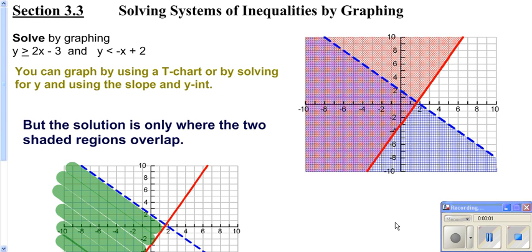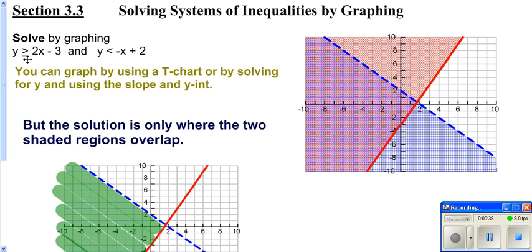Well, instead of graphing a system of equations and solving a system of equations like we did in the last couple sections, we're going to be solving a system of inequalities. To solve systems of inequalities, we need to just basically graph each inequality. We graph the first inequality, and whether you use the idea of your slope and your y-intercept or the idea of making a t-chart is a personal preference. You can do whichever one you want.